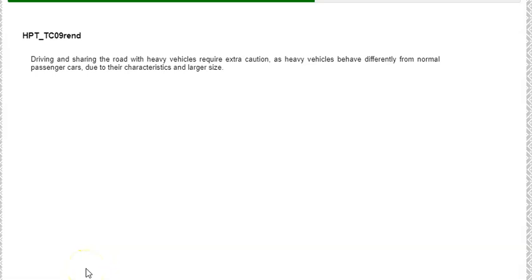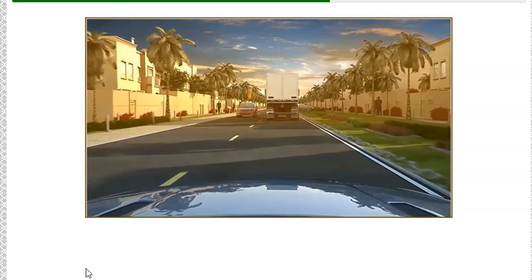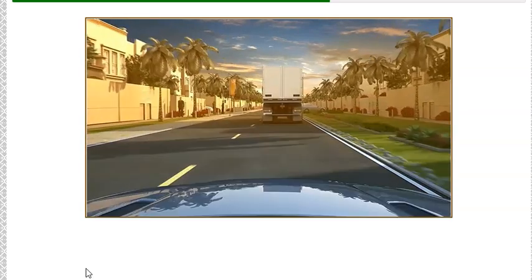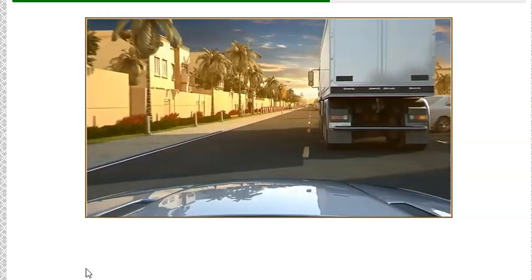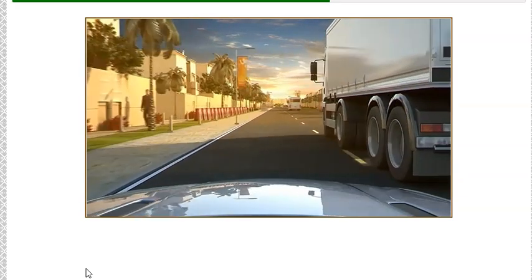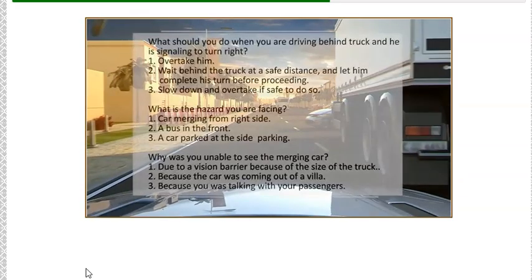And larger size. What should you do when you are driving behind a truck and he is signaling to turn right? Overtake him. Wait behind the truck at a safe distance, and let him complete his turn before proceeding. Slow down and overtake if safe to do so.